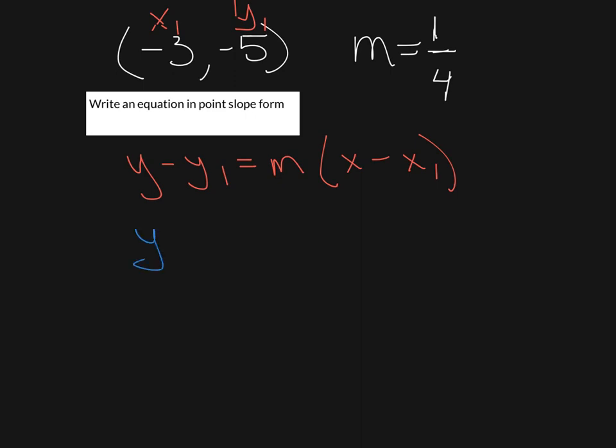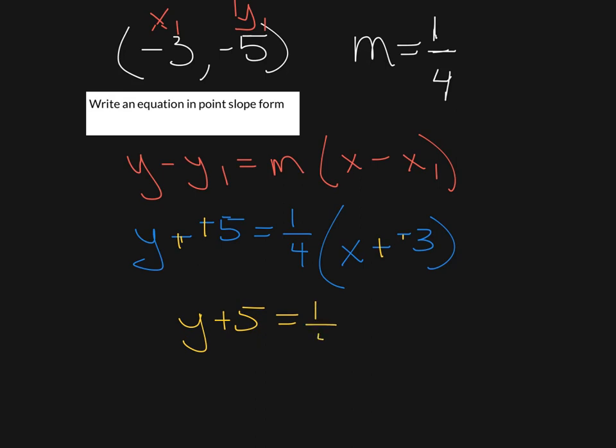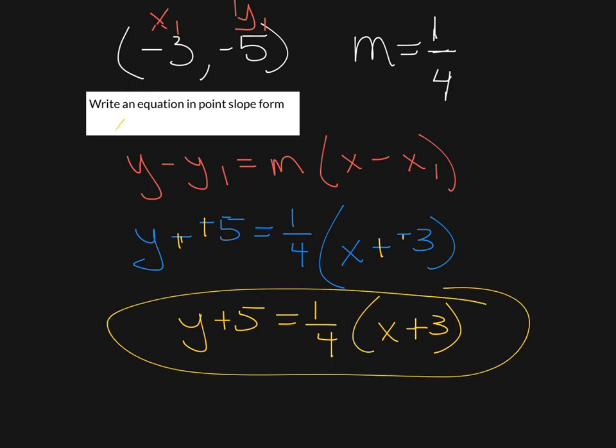So y minus, our y1 is negative 5, equals the m, the slope was 1/4, and x minus x1 is negative 3, and you know that I don't like double signs, so this is going to change into a plus and a plus. So y plus 5 equals 1/4 times x plus 3 because of those double negatives. And there you have it. It is in point-slope form.